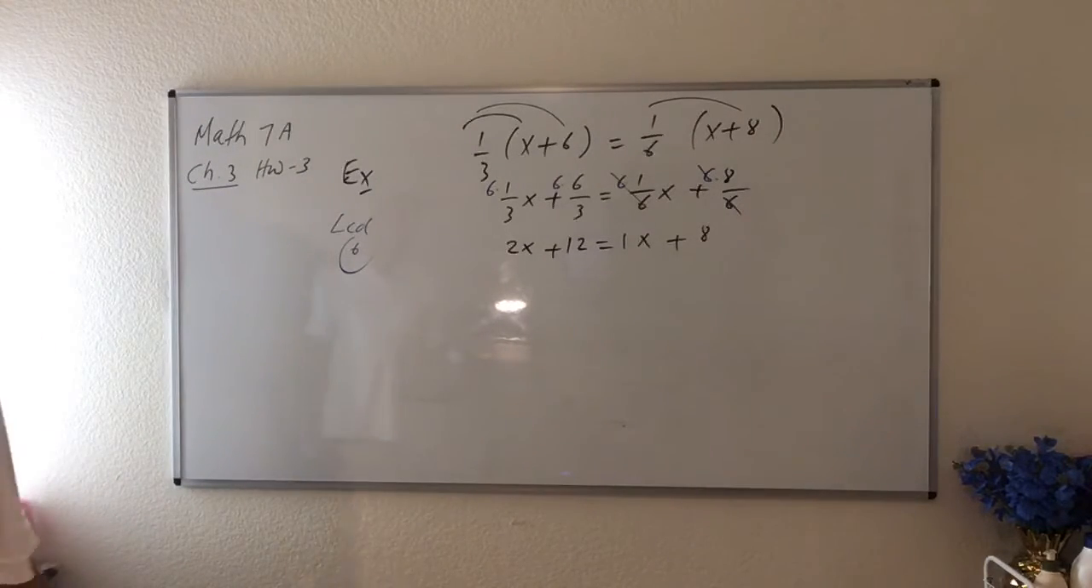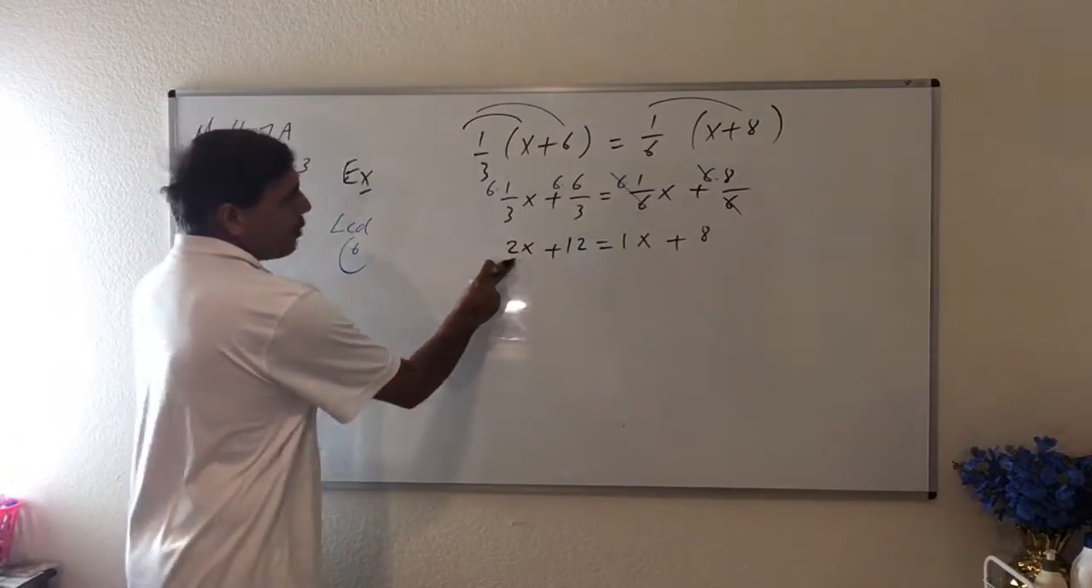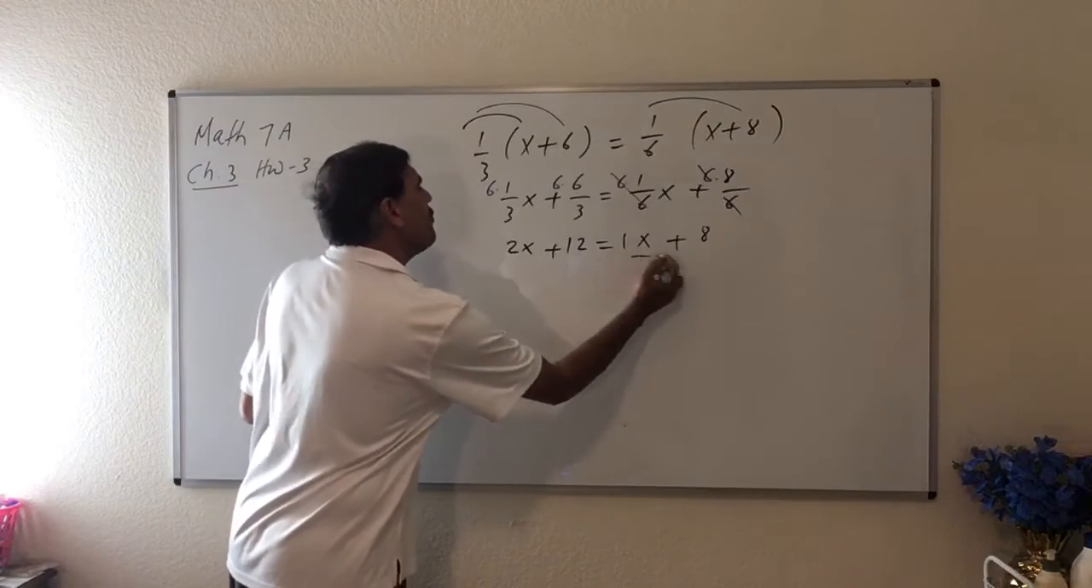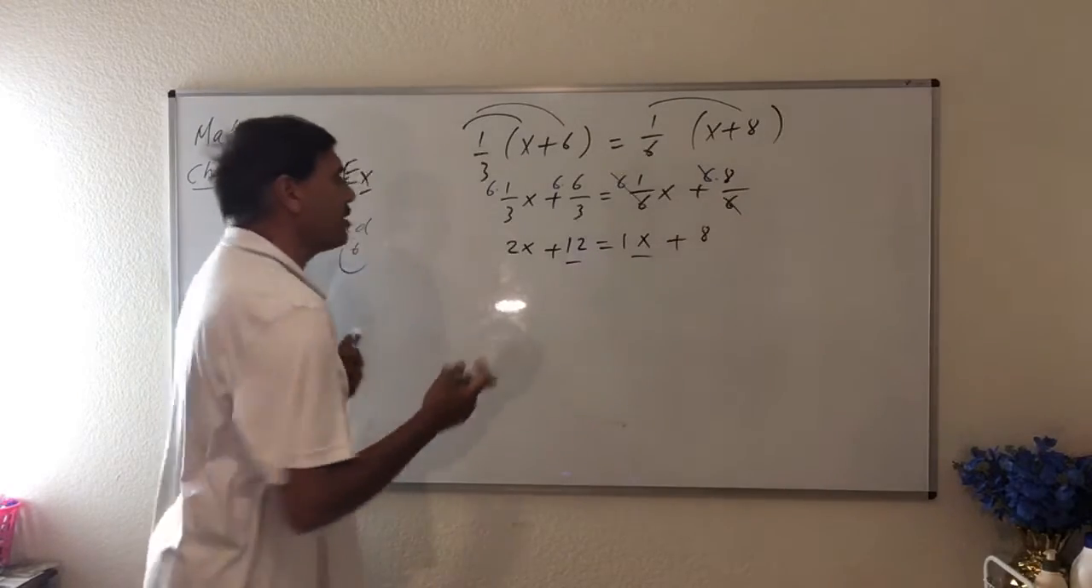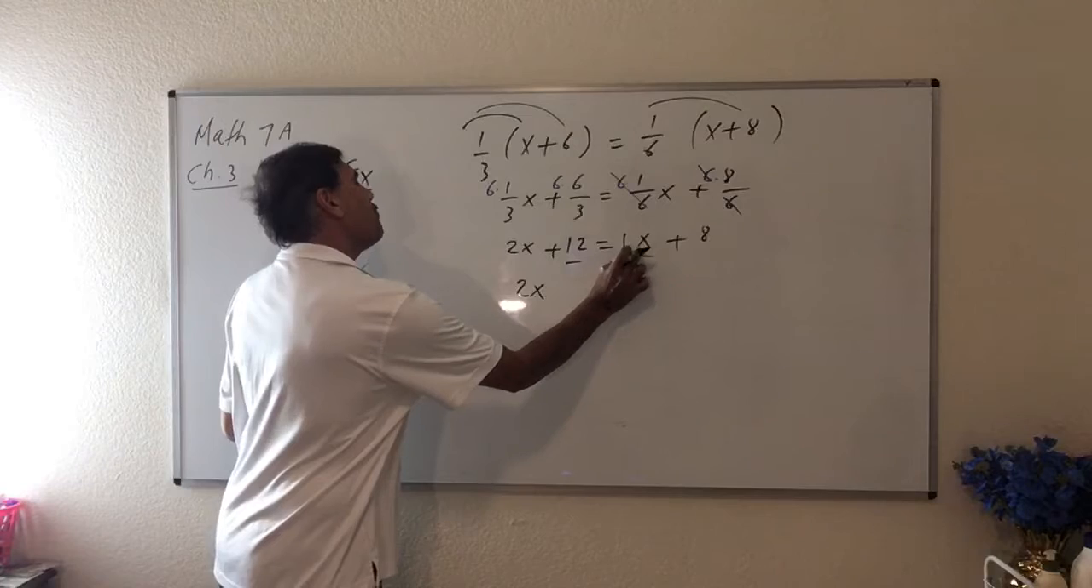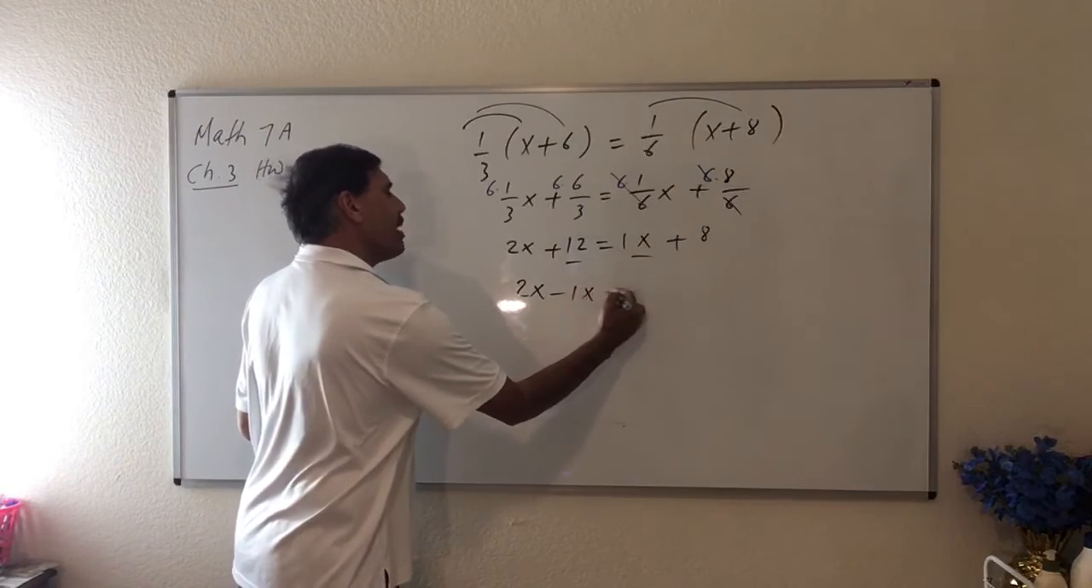So now, after this, the rule is the same: the variables on one side and the numbers on the other. In this case, 2 is bigger than 1, so we can move this one to the opposite side. So here is the 2x. The opposite of positive 1x is minus 1x.